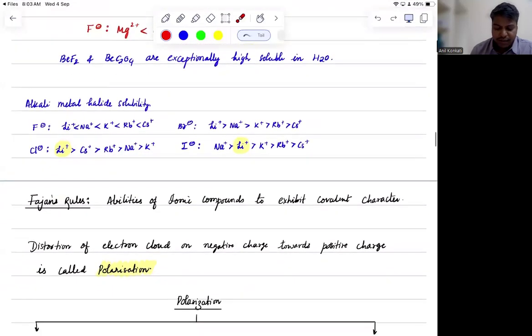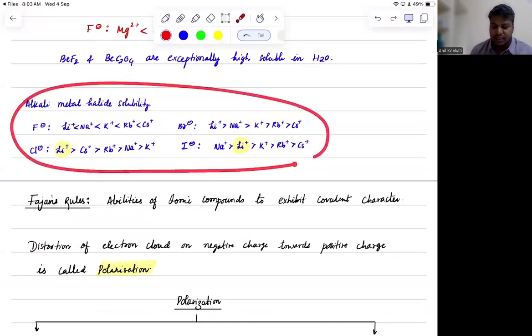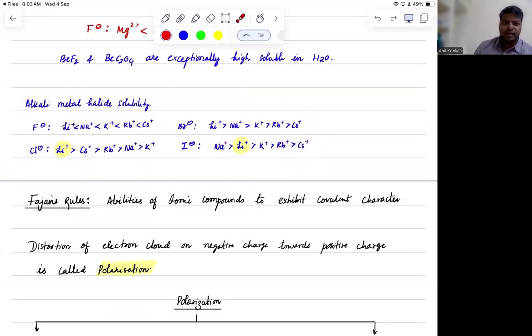Alkali metal halide solubility: for fluorides, this is how it is: Cs, Rb, K plus, Na plus, Li plus. For chlorides, it is Li plus, Cs plus, Rb plus, Na plus, and K plus. For Br minus, this is how the solubility is. For I minus, Na plus, Li plus, K plus, Rb plus, and Cs plus. These are the solubilities for alkali metal halides.